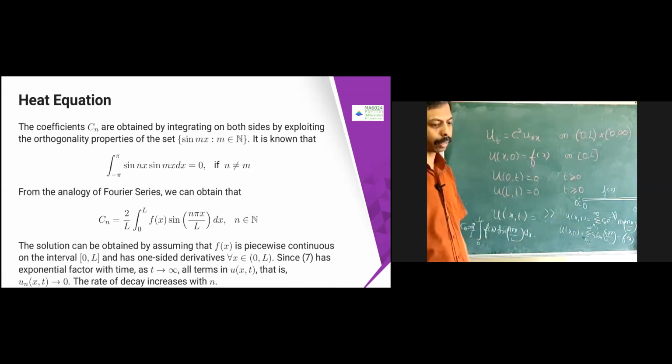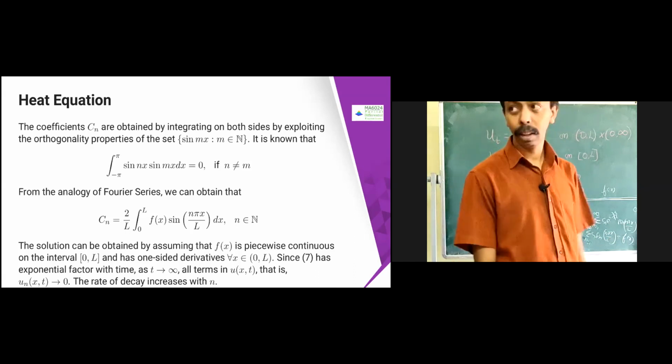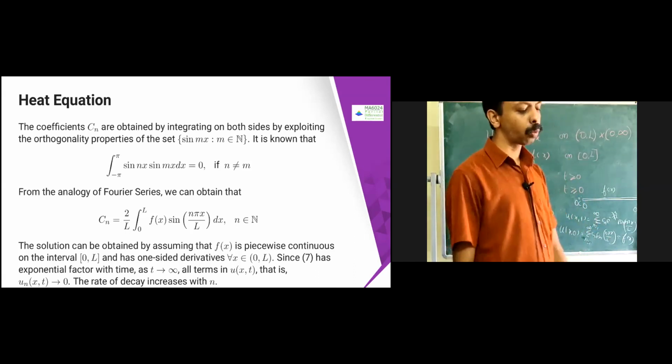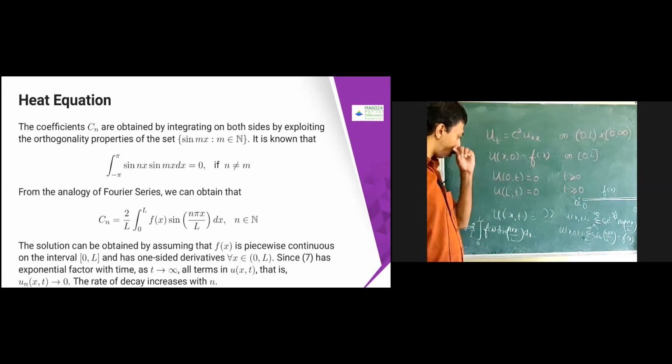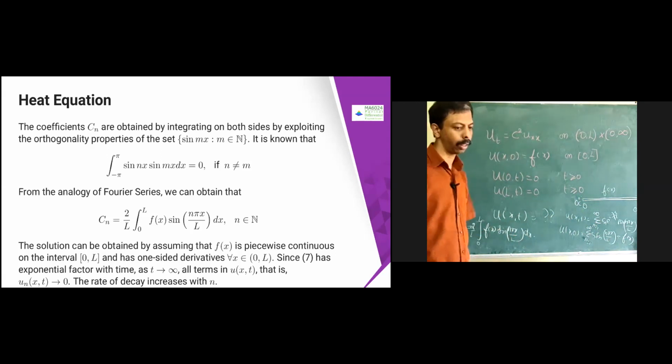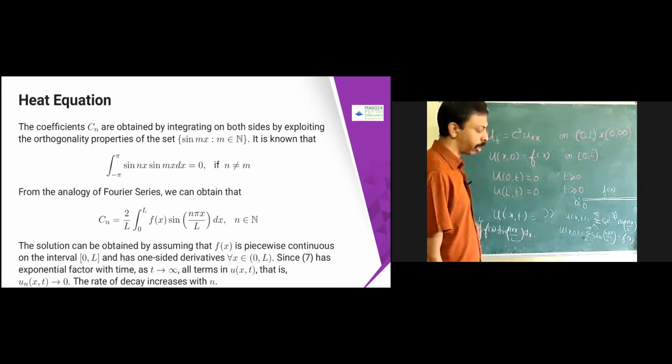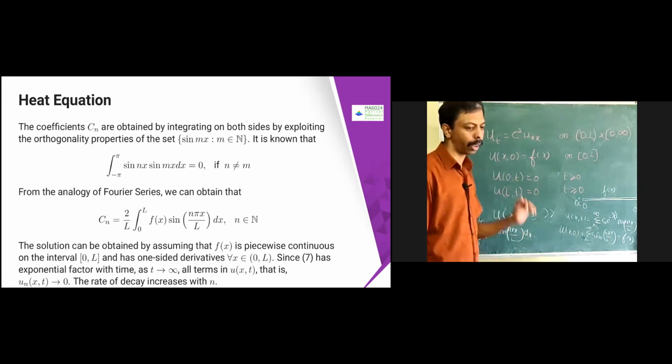Okay, if f of x is piecewise continuous on the interval [0, L], and it has one-sided derivatives, you should have one-sided derivatives in all the intervals of [0, L]. Then you can say that this Cn can be determined.